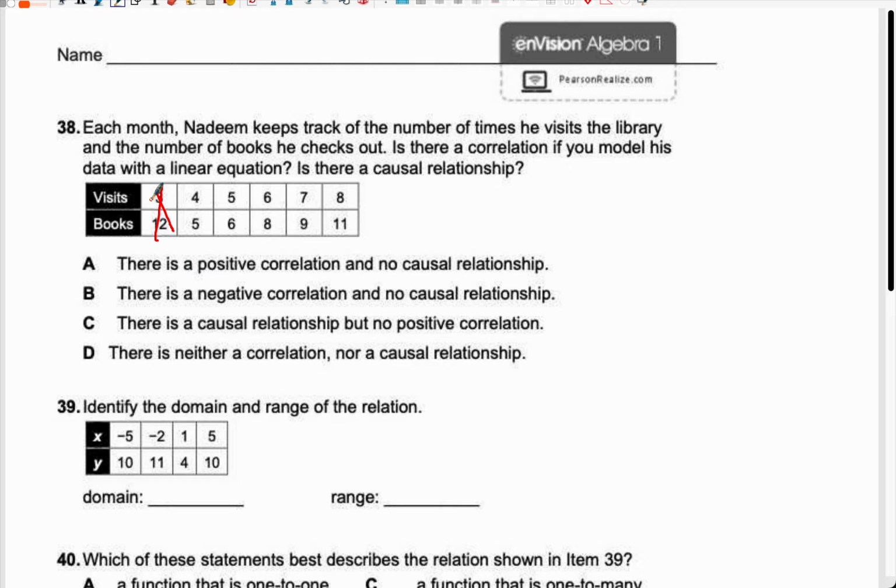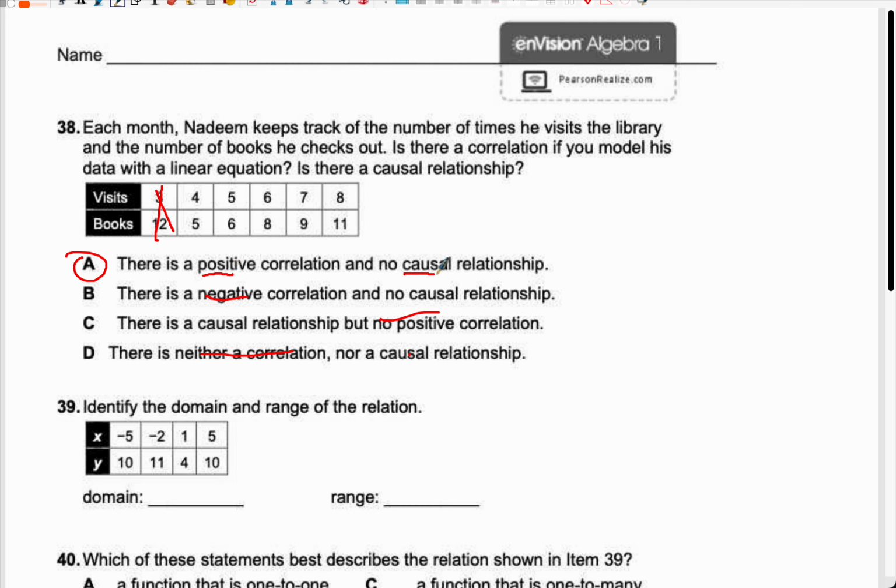Okay, so that's a weird one. All the other ones show us that there is a positive correlation. That kind of tells us right there, well, there is a positive correlation. I like that part. I don't like no positive correlation, and I don't like no correlation at all. So this really is the only one that makes sense for this one. There is a positive correlation and no causal relationship.